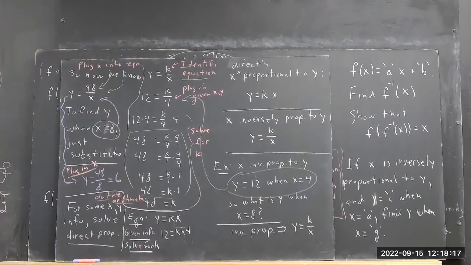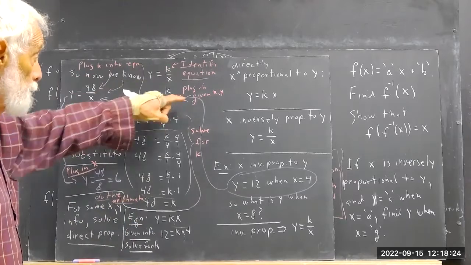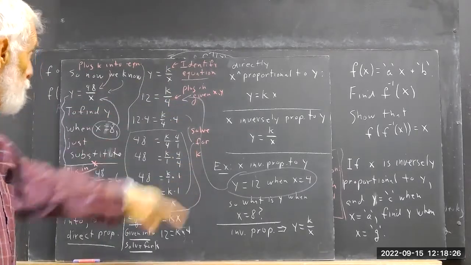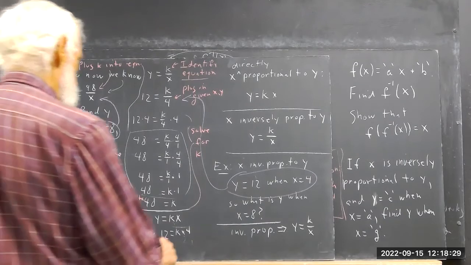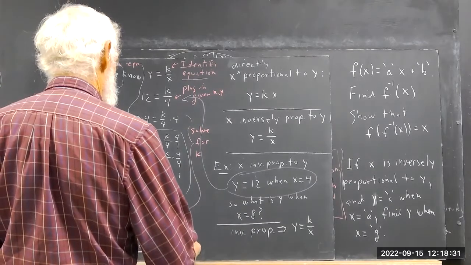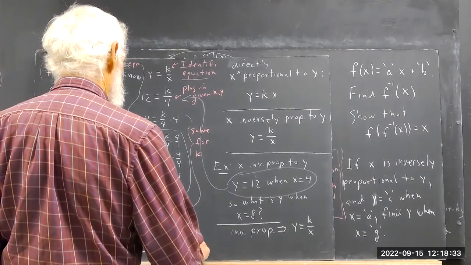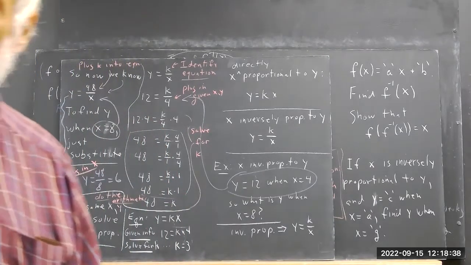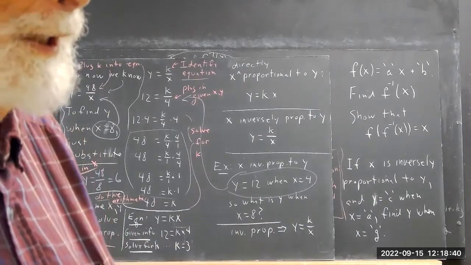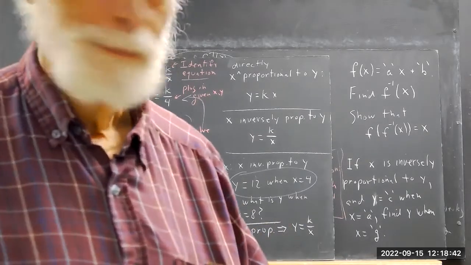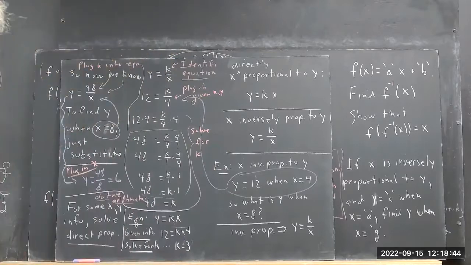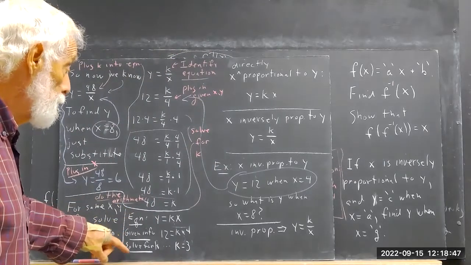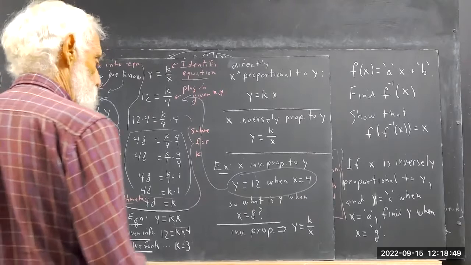We solve for K. And I really recommend that you write down these steps in some abbreviated form. Identify the equation, plug in the given values, solve for K. Everybody got K equals 3. Everybody did those three steps. I'm not sure you identified that you were doing those three steps. Strongly, write this, and write this. Okay, then what?